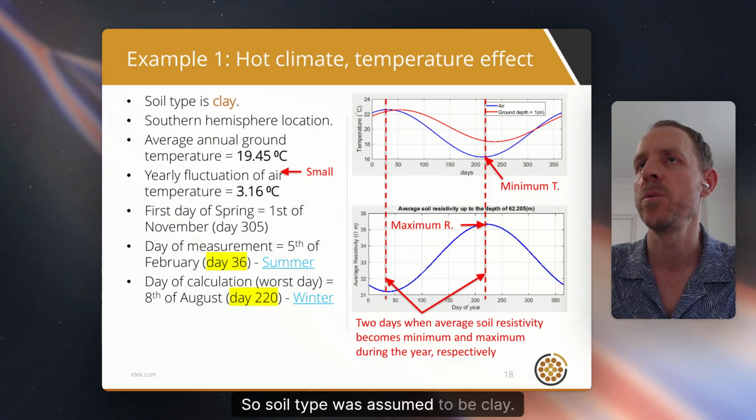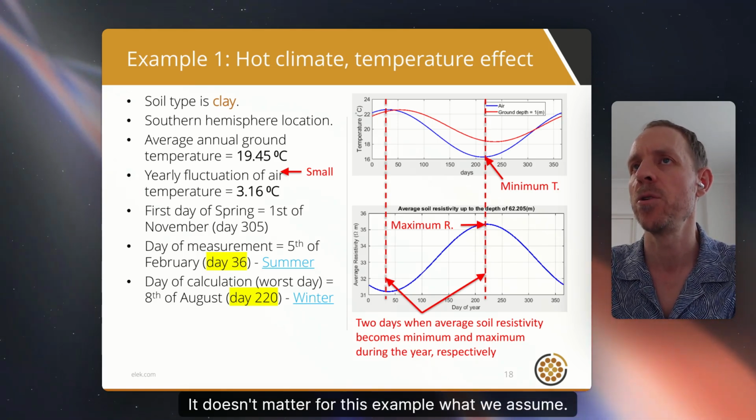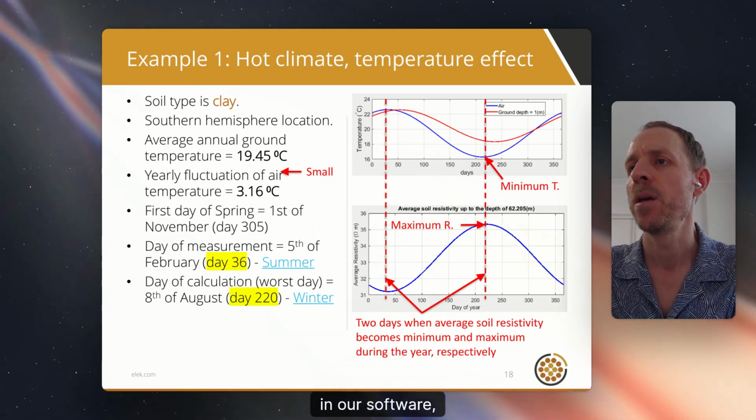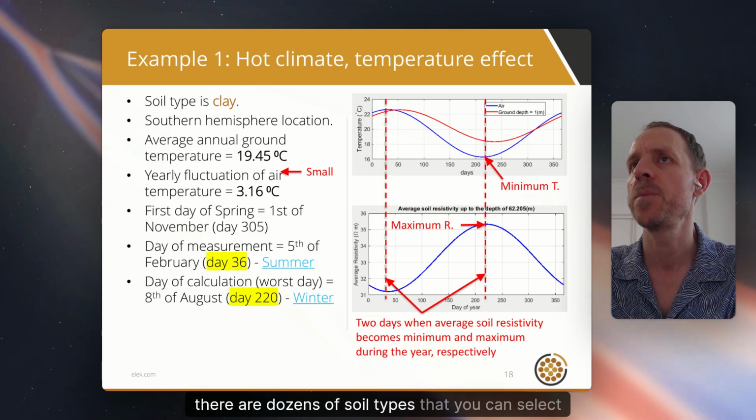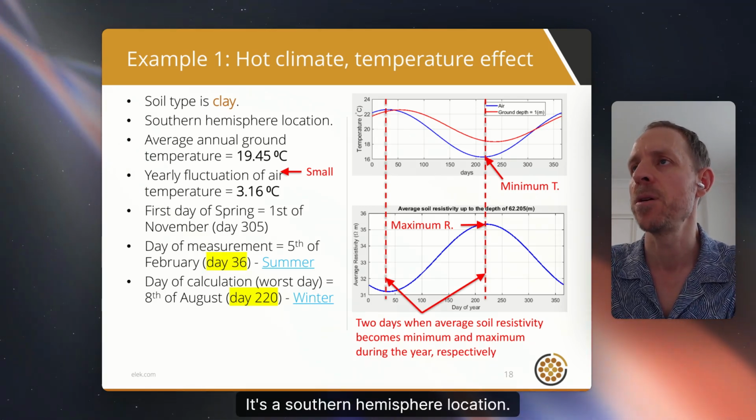Example 1, it's a hot climate, temperature effect only. Soil type was assumed to be clay. It doesn't matter for this example what we assume. In our software, there are dozens of soil types that you can select from. It's a southern hemisphere location.